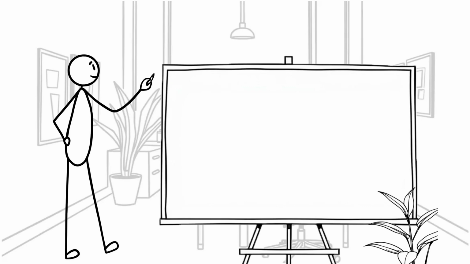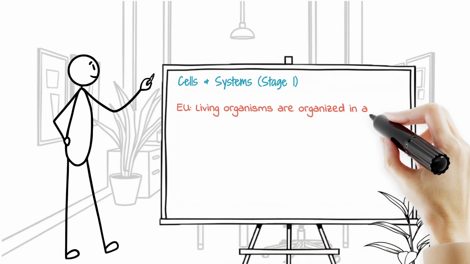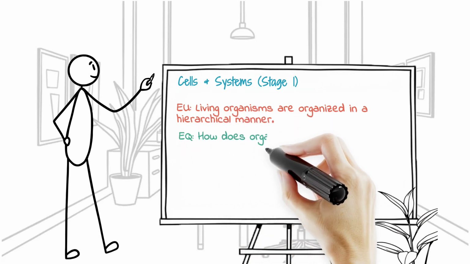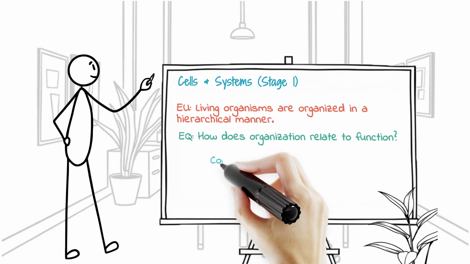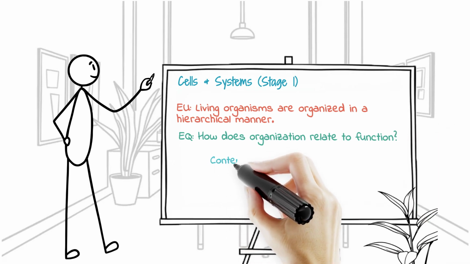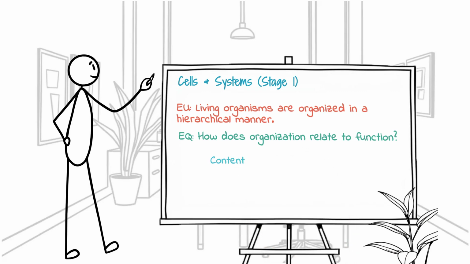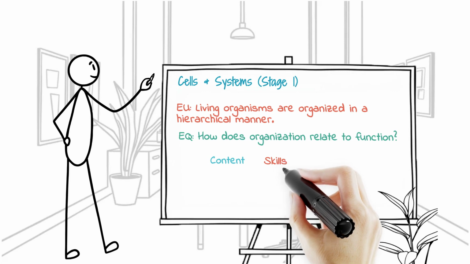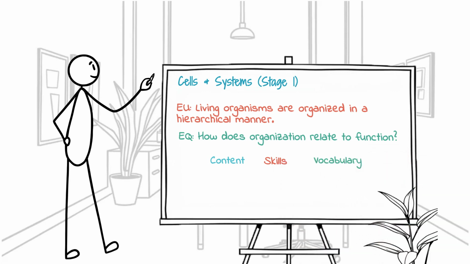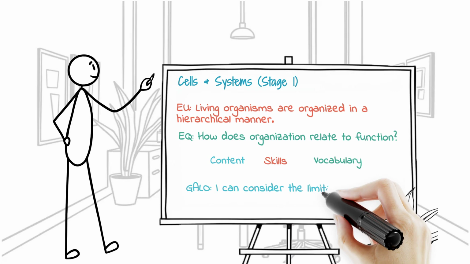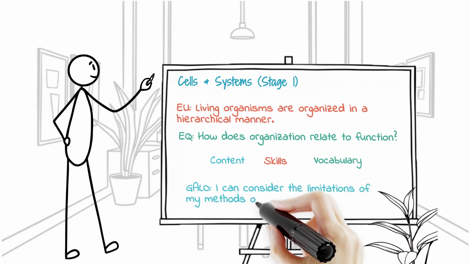Alongside these standards, the unit lists enduring understandings like living organisms are organized in a hierarchical manner, and essential questions like how does organization relate to function? The unit also lists key content, skills, and vocabulary like cellular respiration can be both aerobic or anaerobic depending upon the environment, experimental design, and organelle. The unit also lends itself to a number of GALOs, like I can consider the limitations of my methods or tools.